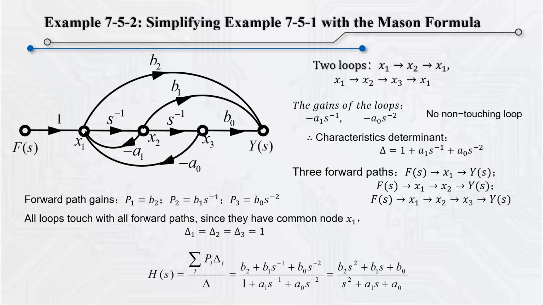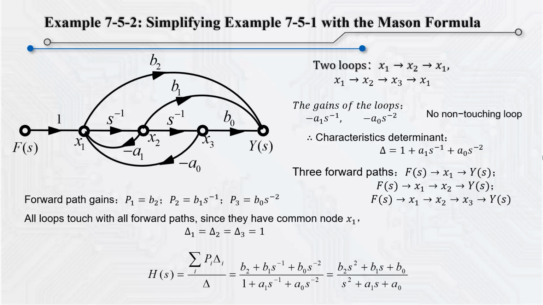As to the forward paths, there are three forward paths in this signal flow graph, such as these three. The gains of these three forward paths are P1, P2, and P3, respectively. Since all the three forward paths and the two loops in this graph traverse through node x1, all the loops and all the forward paths are in touch. So we don't have any loop which doesn't touch any forward path. So all the cofactors of the three forward paths are 1.